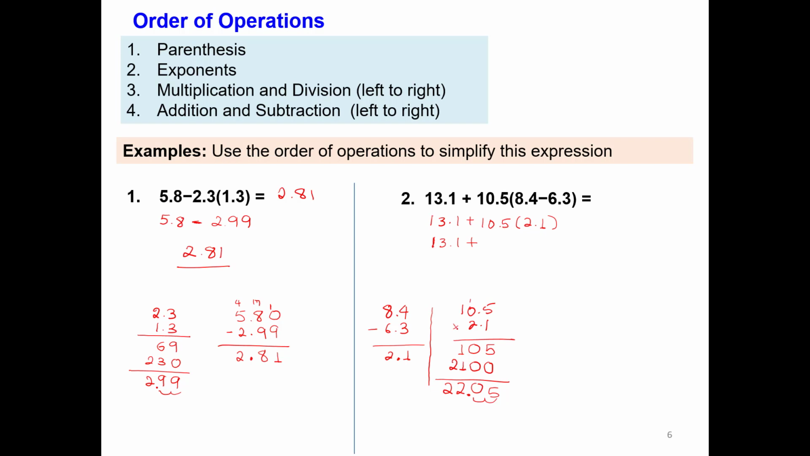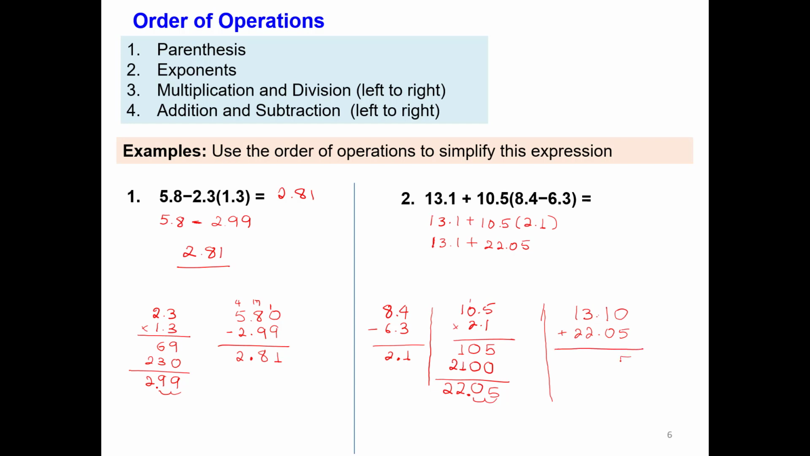Here we have multiplication. It should be 22.05. Now we need to add these numbers together. Because both are positive, we know the answer must be positive. And it's 0.1 plus 22.05. We need to align the decimal points because we are adding.